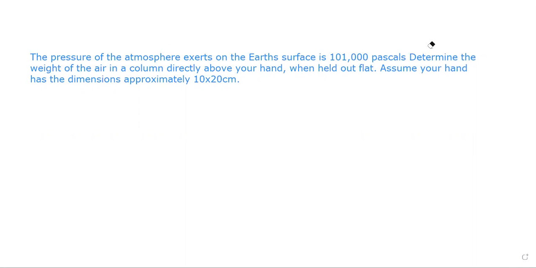I'm going to explain how to carry out a calculation involving pressure, force and area. Here's an example question. It says the pressure of the atmosphere exerts on the Earth's surface is 101,000 pascals. Determine the weight of the air in a column directly above your hand when held out flat. Assume your hand has a dimension approximately 10 by 20 centimeters. Now, that does sound like a very complicated thing, but you have a common starting place.